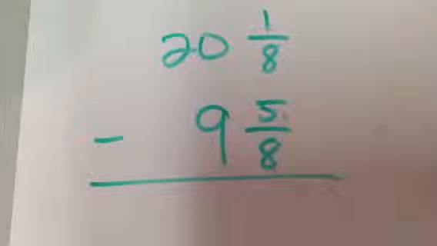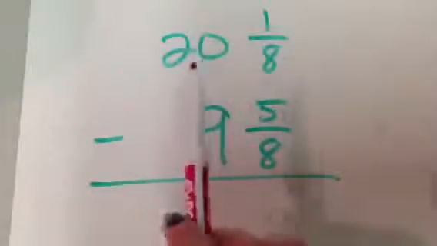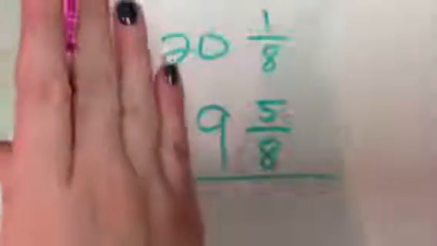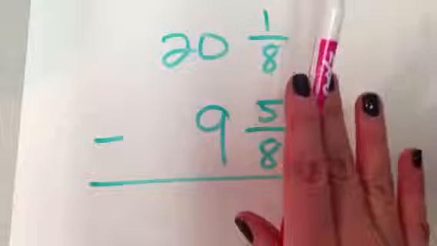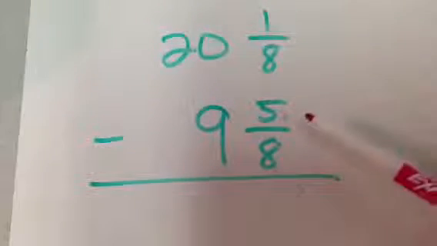There. Let's look at an example. Here I have 20 and 1/8, and I'm subtracting 9 and 5/8. Okay, so over here, this part, probably not any problem, because remember, I'm going to subtract my whole numbers separate from my fractions. But look at this.